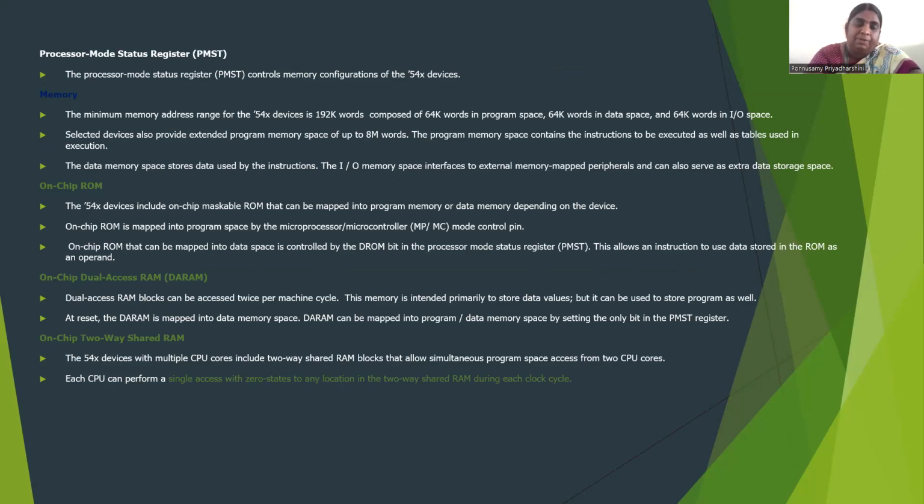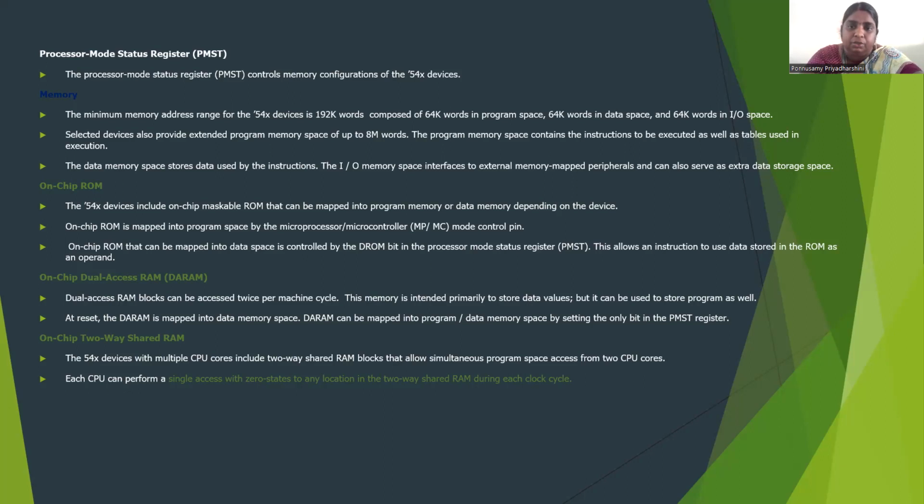And different types of memories. The memory, generally on-chip, has been classified into three categories: on-chip ROM, dual access RAM, and single access RAM. So for on-chip ROM, the minimum memory address space is around 192K words. It is composed of 64K words in the program space. On-chip ROM includes on-chip maskable ROM that can be mapped into the program memory or data memory depending on the device.